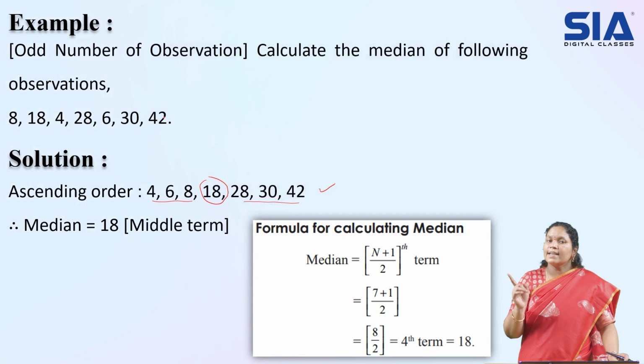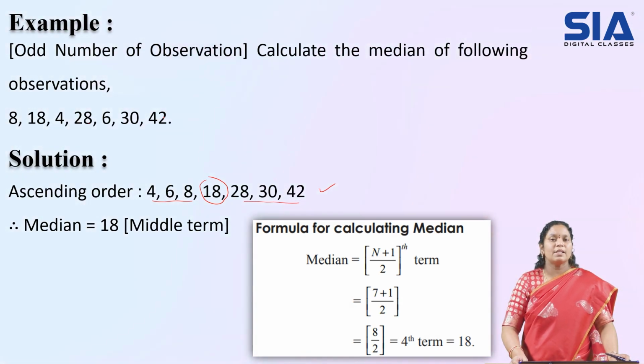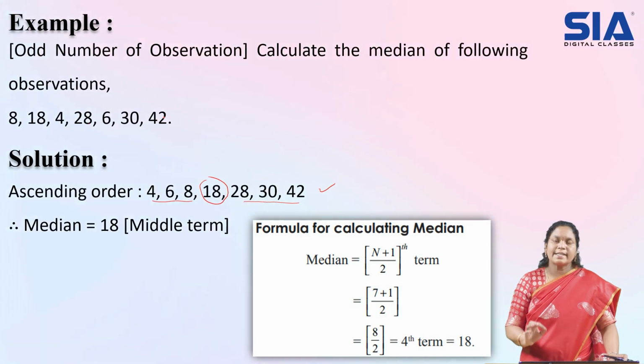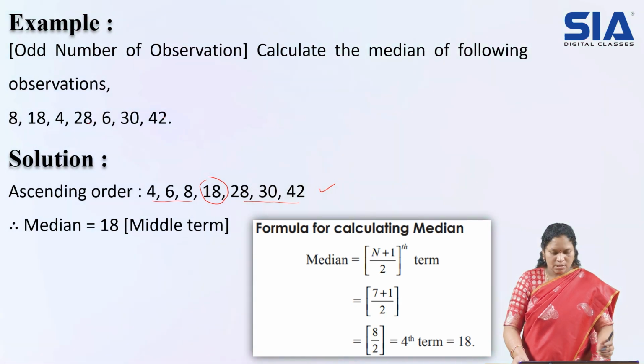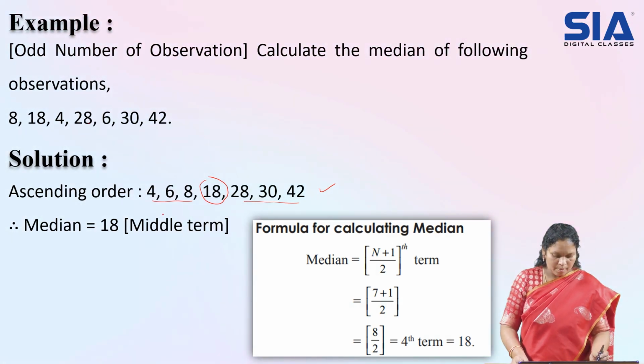For discrete and continuous data, capital N is different: it is the total frequency. Whenever we deal with that data, I'll remind you again. For an individual series, capital N is always the number of observations. Counting the number of observations gives your capital N.